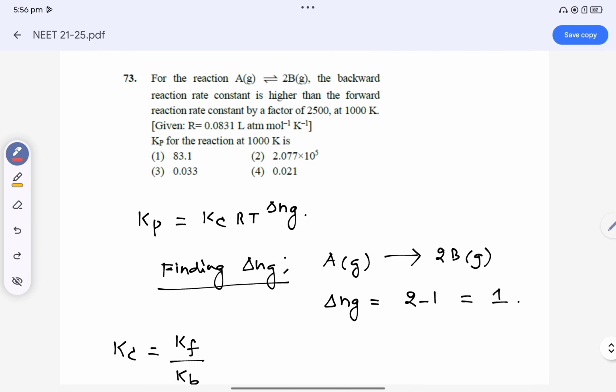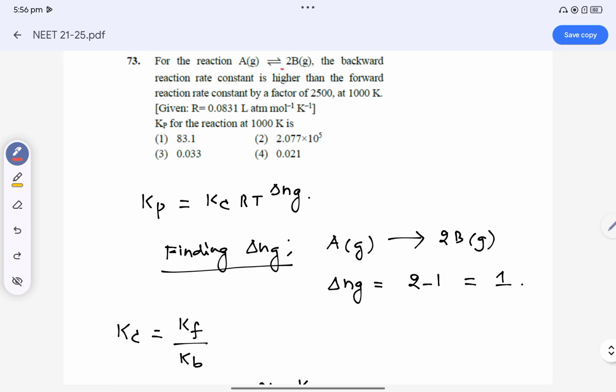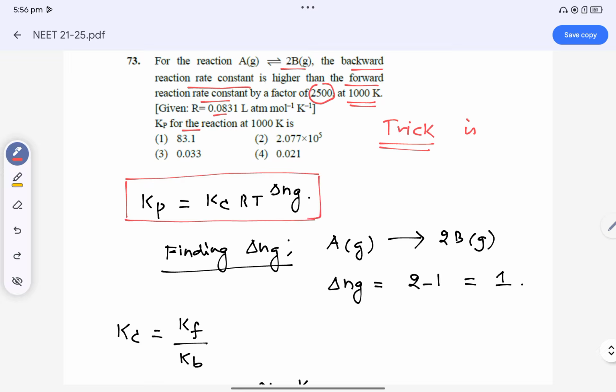The last question: for the reaction A giving B, the backward reaction rate constant is higher than that of the forward rate constant by a factor of 2500. Note the temperature 1000 Kelvin has been given and the R value is given. Kp for the reaction is to be found. So the trick is this important equation. Once you know this equation, you can easily solve.